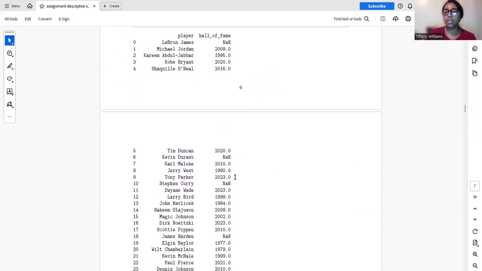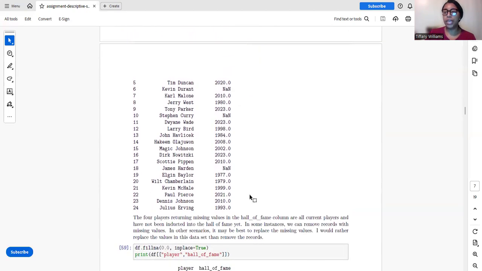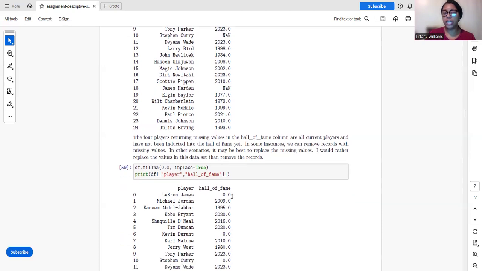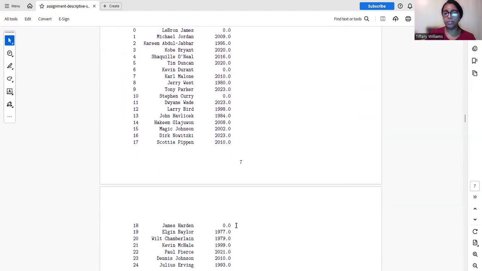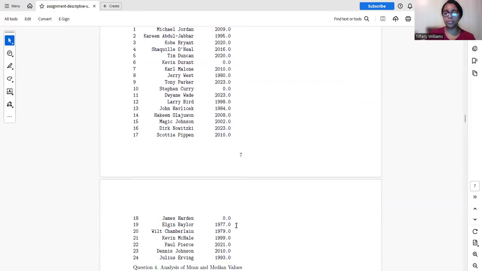So instead of leaving those as null values, one of the ways that you can handle missing values is either remove it completely or replace the null with another value. Since these are floating numbers, I chose to replace the null values with 0. Using my formula, I put in 0.0, and now as you can see, LeBron James, Kevin Durant, Stephen Curry, as well as James Harden all have zeros for their Hall of Fame year because they have not yet been inducted.